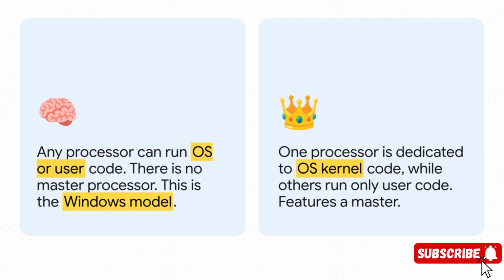Simple. On the right, you have the other model, the asymmetric one, where you've got one boss processor that handles all the important OS stuff, and the other worker processors just run your apps. You can probably see why the Windows model is built for way more flexibility and, ultimately, better performance.